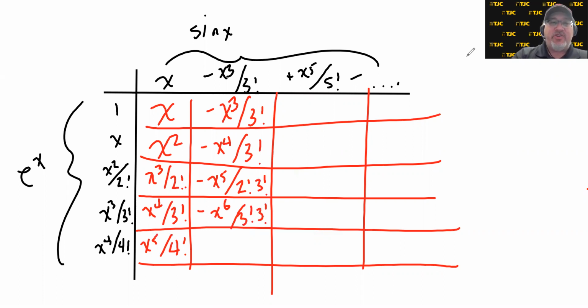And again, I didn't push it that far. I'm just completing the table. Negative x to the 7th over 4 factorial, 3 factorial, and so on and so forth. And then you can see all the terms and just gather the like ones. So as you can tell, multiplying is a little bit more cumbersome, but manageable if you stay focused.